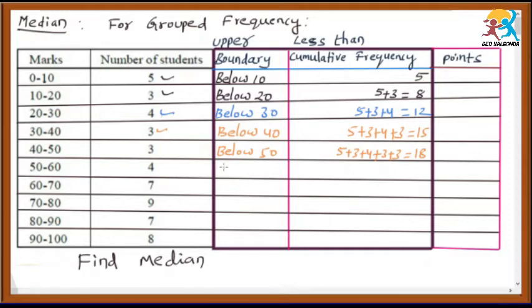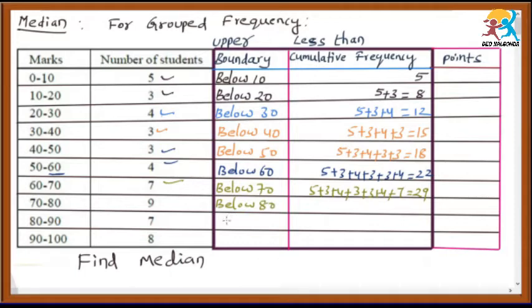And take one more, that is below 60. This mark we are taking. So below 60 means just add all these together. Now we get 5 plus 3 plus 4 plus 3 plus 3 plus 4, that is equal to 22. Next take another one, that is below 70. Add all the students, 5 plus 3 plus 4 plus 3 plus 3 plus 4 plus 7, that is equal to 29. Next take below 80.